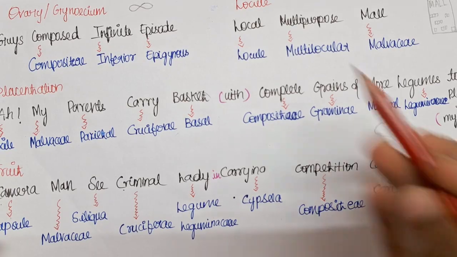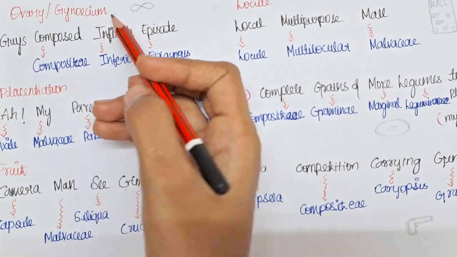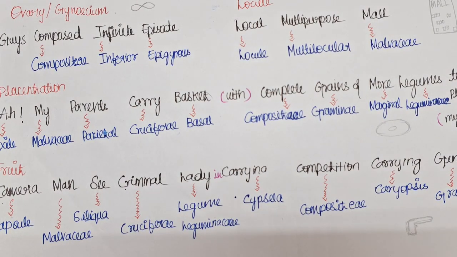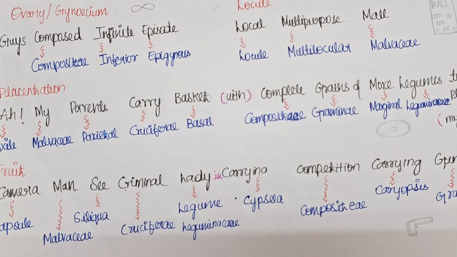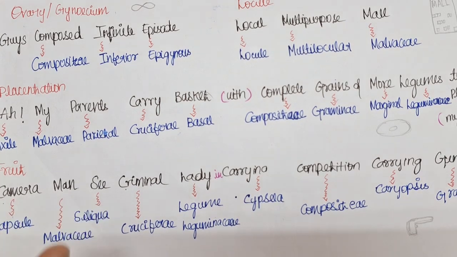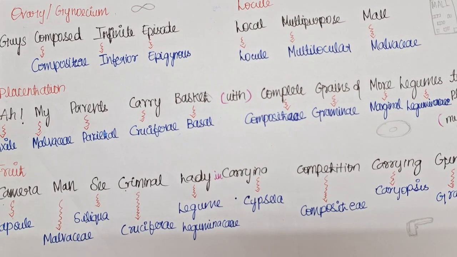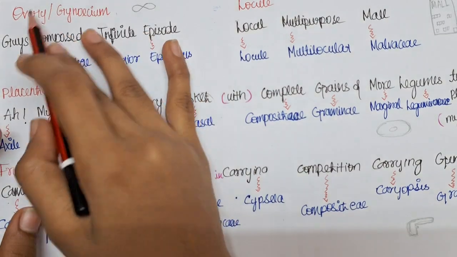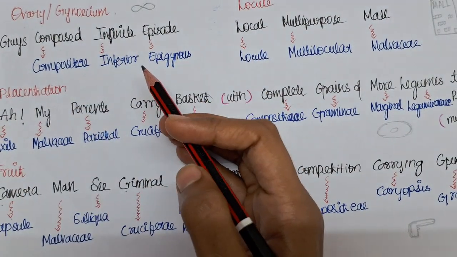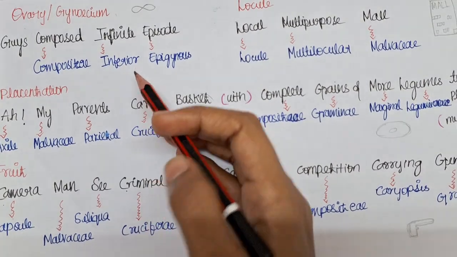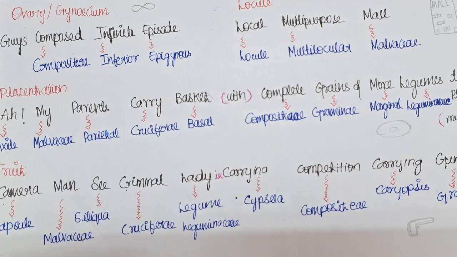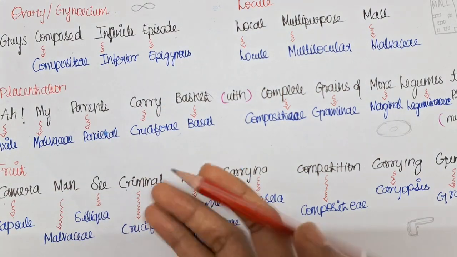Now we will see the short trick for the ovary or gynoecium. Okay, for androecium itself, I myself felt a little difficult to prepare the short trick. I will try to cover it in the separate shorts. Okay, so sorry for that. But if anyone already knows any short trick for that, please feel free to ping me or comment. Okay, so ovary or gynoecium. So for that the short trick will be guys composed infinite episode. Okay, guys composed infinite episode.